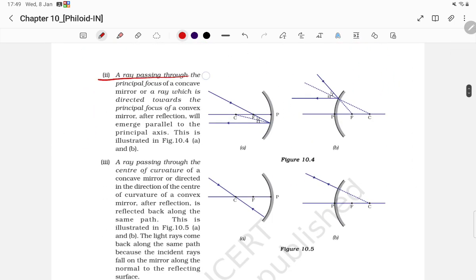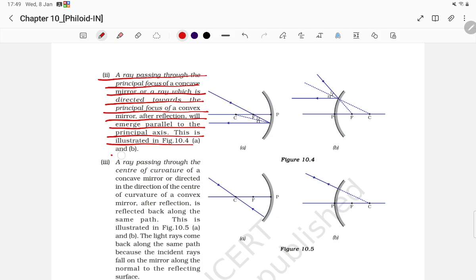Second, a ray passing through the principal focus of a concave mirror, or a ray directed towards the principal focus of a concave mirror, after reflection will emerge parallel to the principal axis. This is illustrated. So if it is going to the focus, it will become parallel.